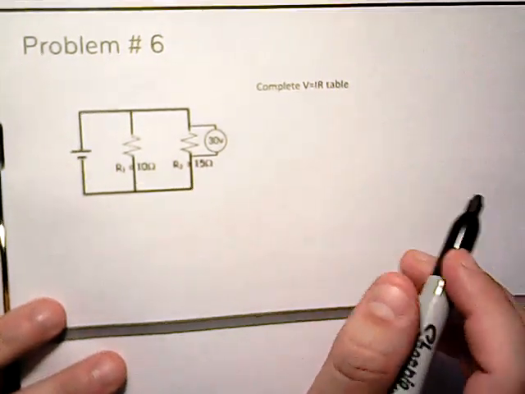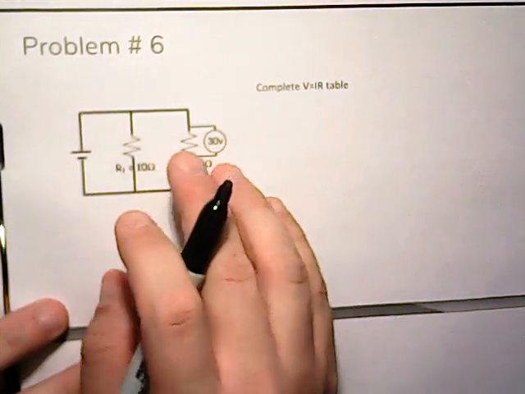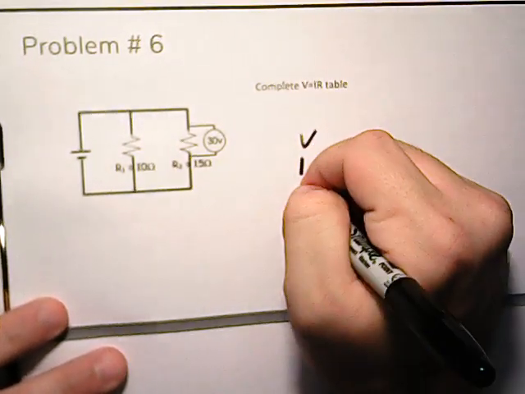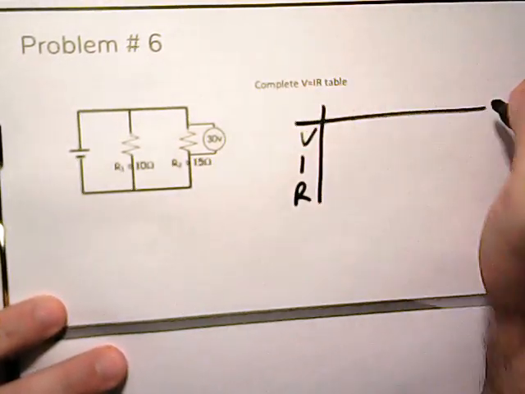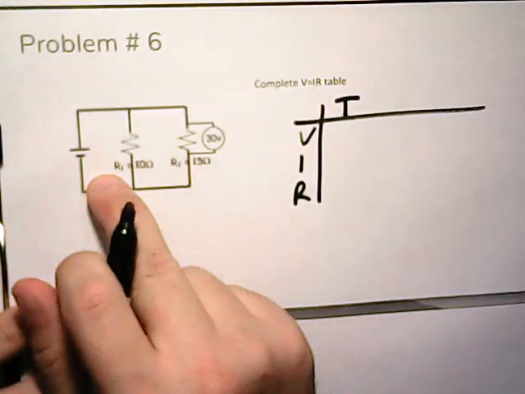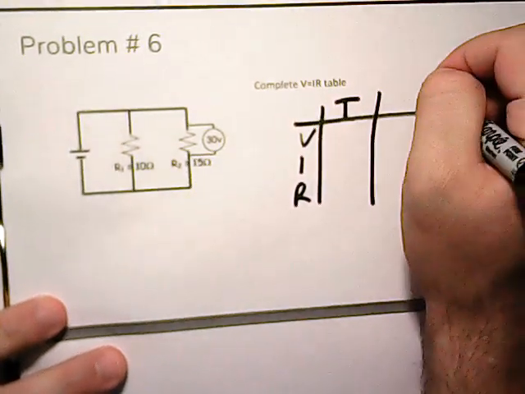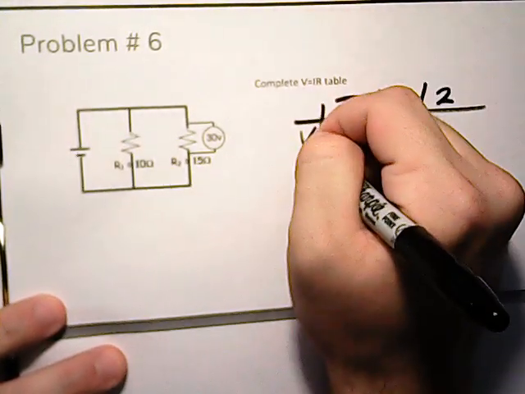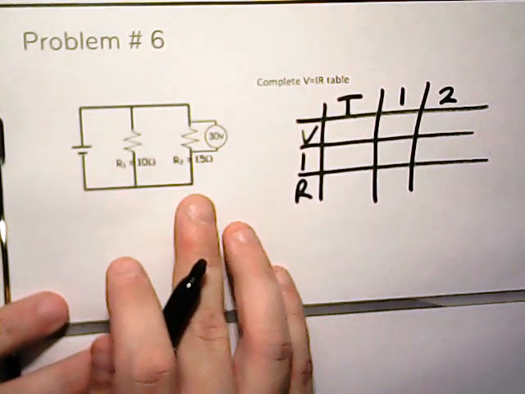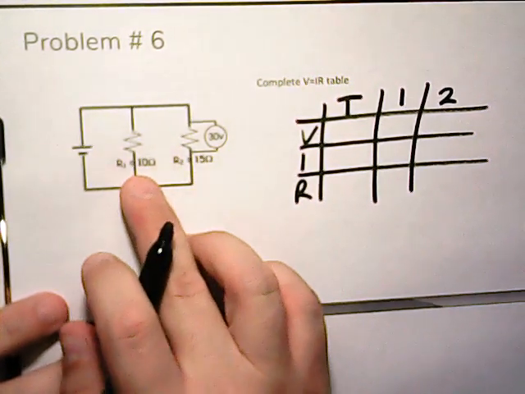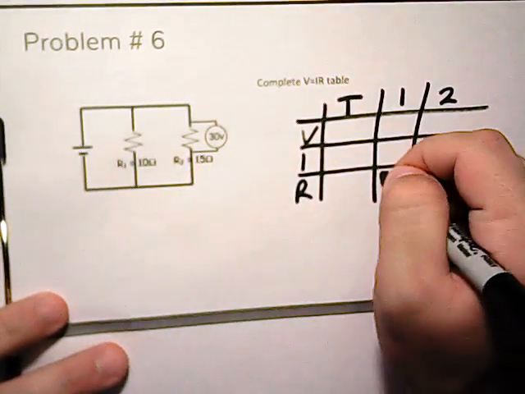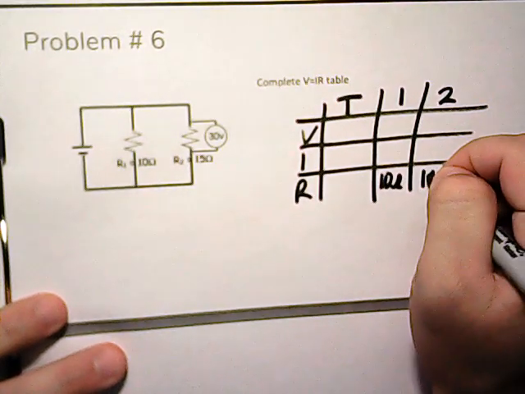Okay, we're going to look at problem number 6. So problem number 6, we're going to complete our table. We have a total, and we have two components, 1 and 2. Okay. Let's look at what we know. They give us R1 is 10 ohms, R2 is 15 ohms. So 10 ohms, 15 ohms.